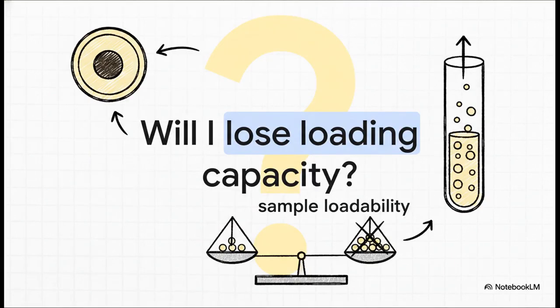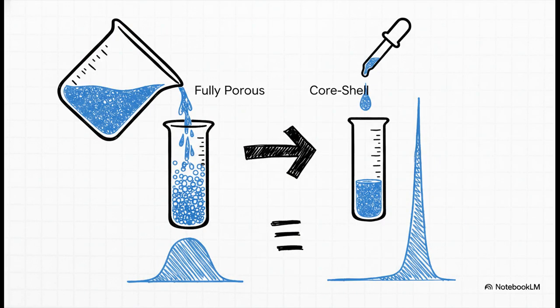All right, next up is a really valid concern. With that solid core in there, am I going to lose loading capacity? The impact is actually minimal. Yes, the porous volume is a little bit smaller, but here's the trade-off. The efficiency is so much higher that your peaks get taller and sharper. This jacks up your signal-to-noise ratio. So what often happens is you can inject a smaller sample volume and still get better sensitivity than you would with a fully porous column. It really balances itself out.